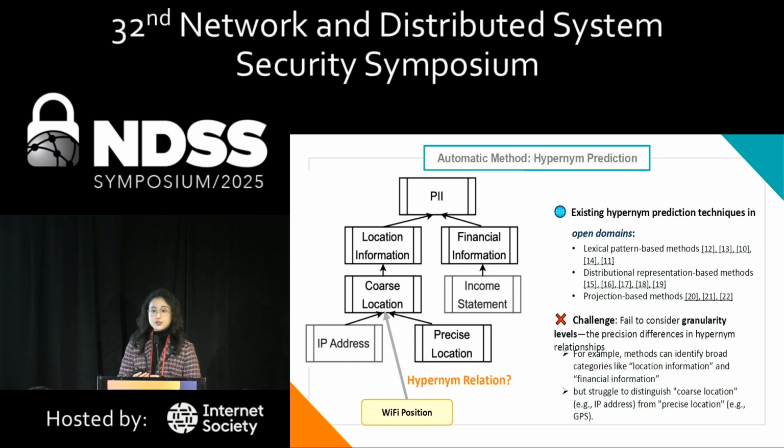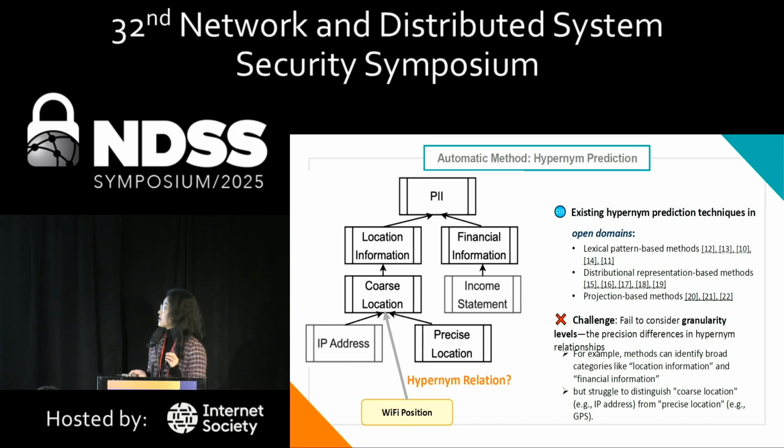To address those challenges, we proposed an automatic method to recognize restricted data and integrate it into the privacy data taxonomy. The key challenge we address is to determine whether a data object has a hypernym relationship with an existing restricted data category. For example, here, Wi-Fi position, we want to determine whether Wi-Fi position has a hypernym relationship with coarse location.